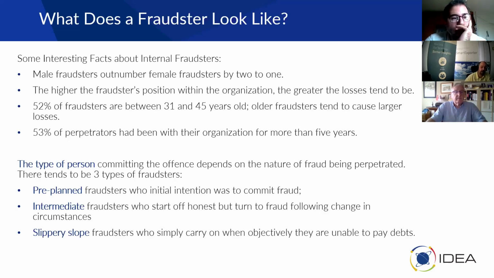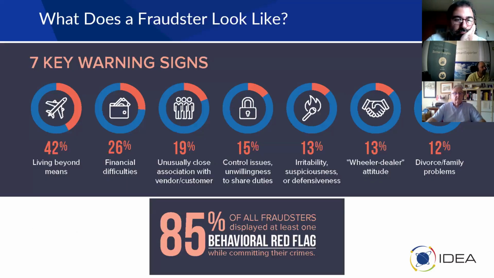47% had worked for the victim organization for less than 6 years. 62% were between the ages of 31 and 45. 55% work alone in committing their scheme. 87% were first-time offenders with no criminal history of fraudulent behavior. And these are the warning signs, especially: 85% of all fraudsters displayed at least one. You must check every single one.